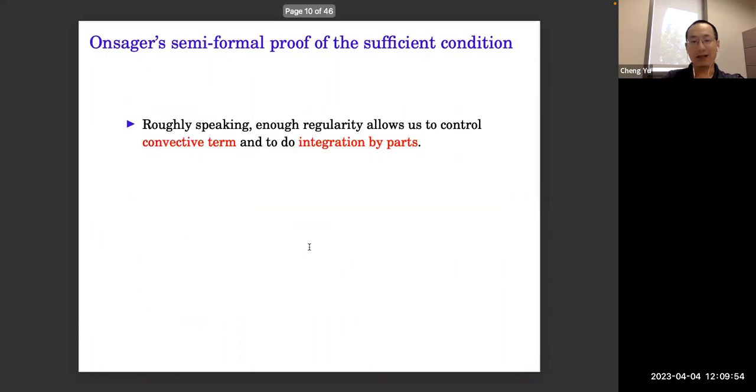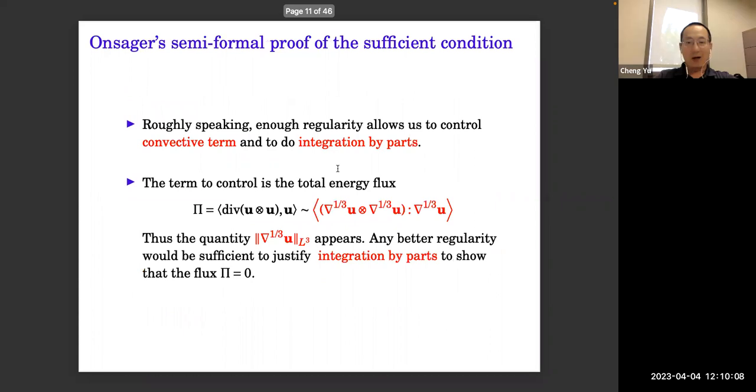So we know the Onsager conjecture: alpha equals 1/3 is the threshold; above 1/3 the energy is conserved, and below 1/3 the energy dissipates. For the Euler equation or the Navier-Stokes equation in the incompressible case, there is a convective term. When we derive the energy inequality, roughly speaking, we multiply the momentum equation by u and integrate by parts. But for a weak solution, when the regularity is below a particular value, we are not able to perform the integration by parts argument directly.